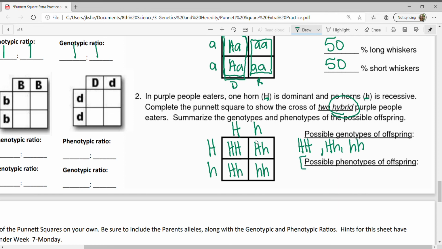And then for our possible phenotypes, we know that it could be one horn or no horns. And if we wanted to put a percent with this, we know that one horn was dominant, and we see that 3 of the 4 times, so that would be a 75% chance. Whereas no horns is a recessive trait, which would have to have homozygous recessive for the genotype, which only happens 1 out of the 4 times, or 25%.